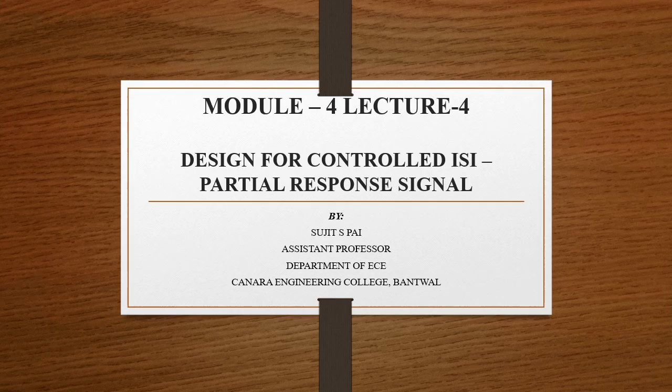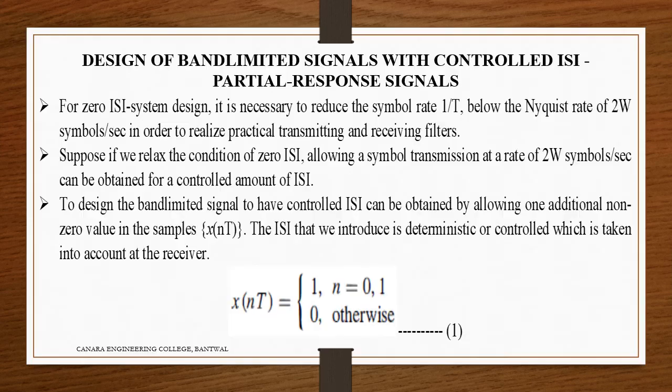We are not actually eliminating the ISI; we control the ISI presence in the partial response signal. Now, the design of band limited signals with controlled ISI, and partial response signals. For a zero ISI system design, it is necessary to reduce the symbol rate 1/T below the Nyquist rate of 2W symbols per second. This is one of the Nyquist criteria we covered in the previous video, in order to realize practical transmitting and receiving filters.